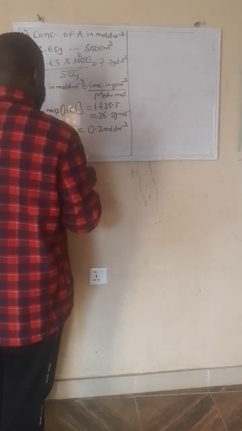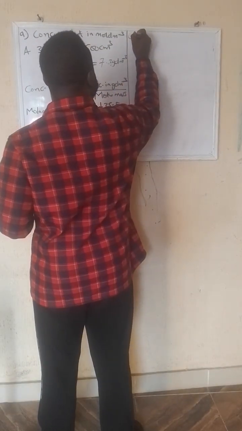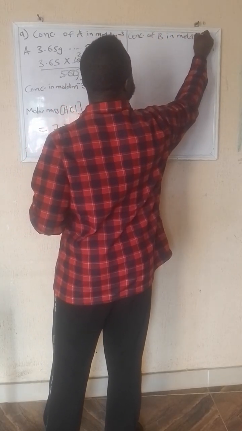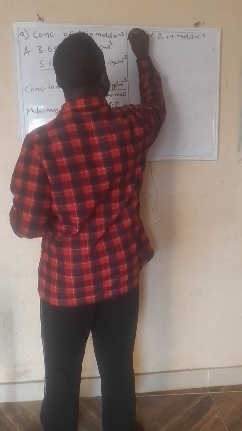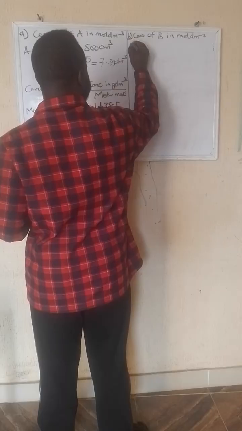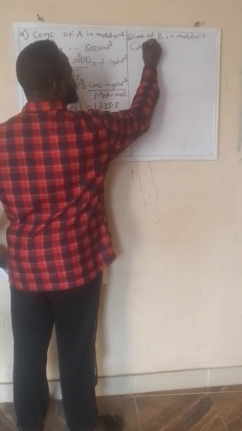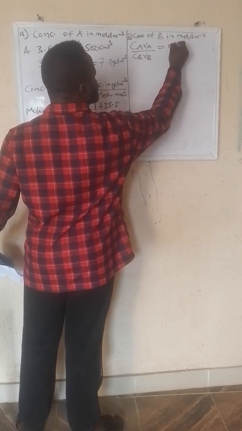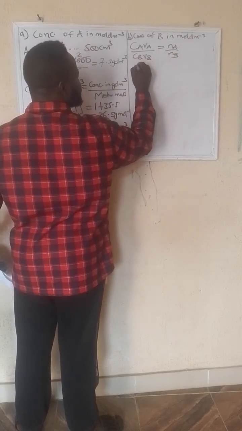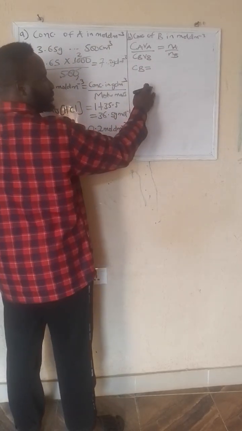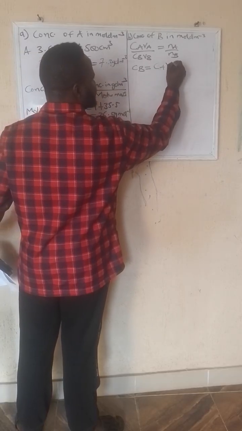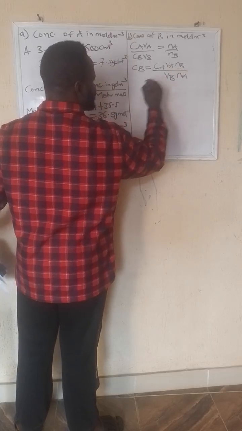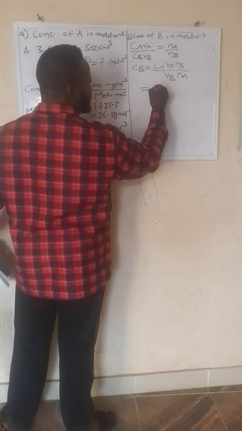So the next thing we are looking at is the concentration of B in mole per dm cube. That's our second calculation. I'm going to make use of the mole ratio formula: CAVA over CBVB is equal to NA over NB. So I'll make CB the subject of the formula. I'm going to have CB equals CA VA NB over VB NA. So what's my CA? The concentration of A, 0.2.